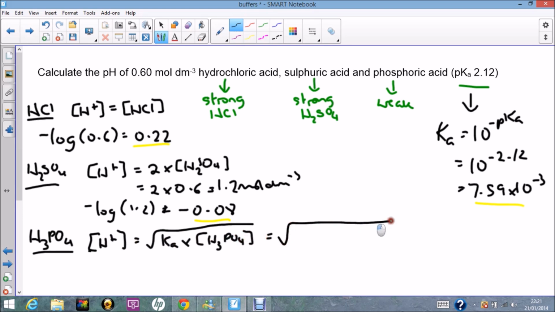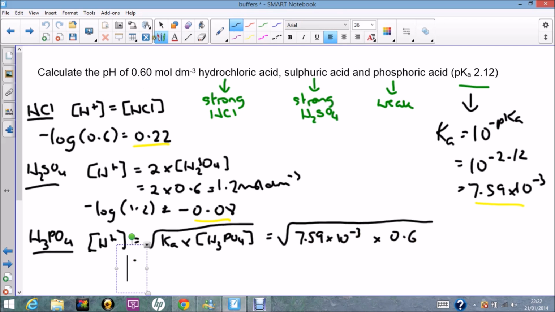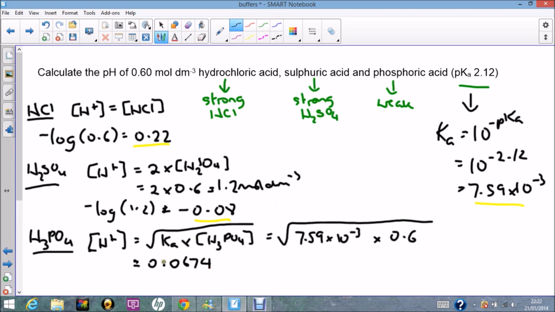So all we need to do is put the numbers in. Remember, leave your answers in your calculator all the way through the calculation so you're not introducing rounding errors. We've got the concentration of H+, so we're going to do minus log of H+, which gives us a pH of 1.17, and that would also gain us a mark in this question.